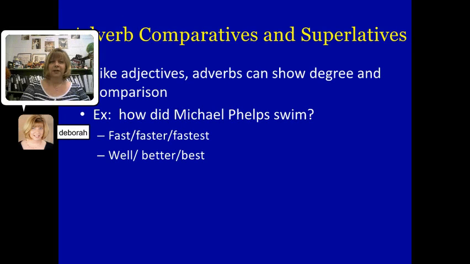Just like adjectives can be used in a comparative and superlative form, adverbs can also show degree and comparison. If you want to modify a verb like swim, and you're talking about the Olympics, how did Michael Phelps swim? Well, he swam fast. Did he swim faster than anyone else? Yes, he swam the fastest. Or maybe he swam well, he swam better than the other people in the heat, and finally he swam the best when he received a gold medal.